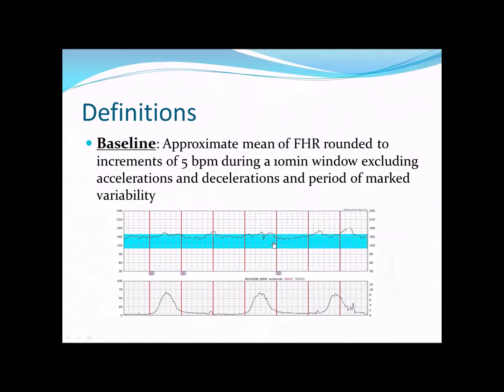But that's why we want to do it: we're going to average it over the 10 minutes, and we're going to exclude the acceleration. So we're going to exclude this, we're going to exclude that. These are the parts that we're looking at when we're doing a baseline. Can anybody see what that baseline looks like?